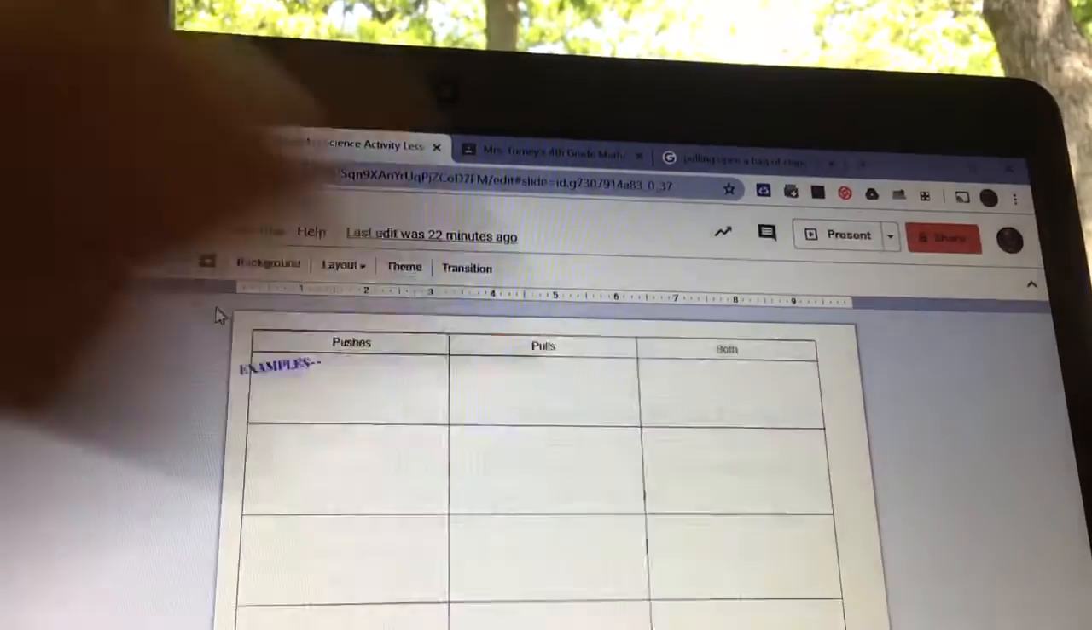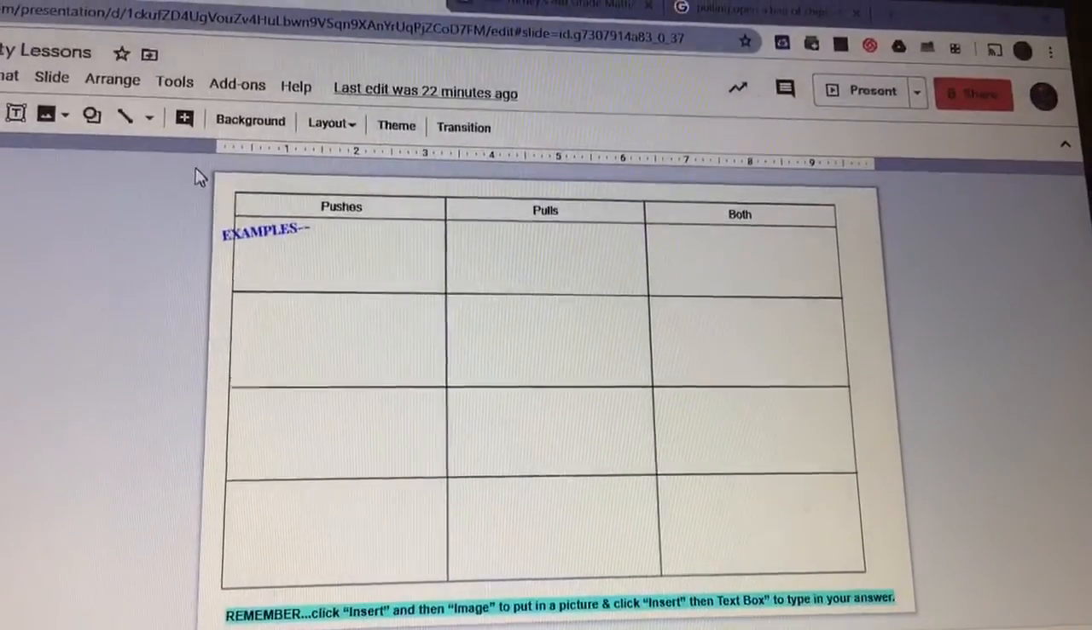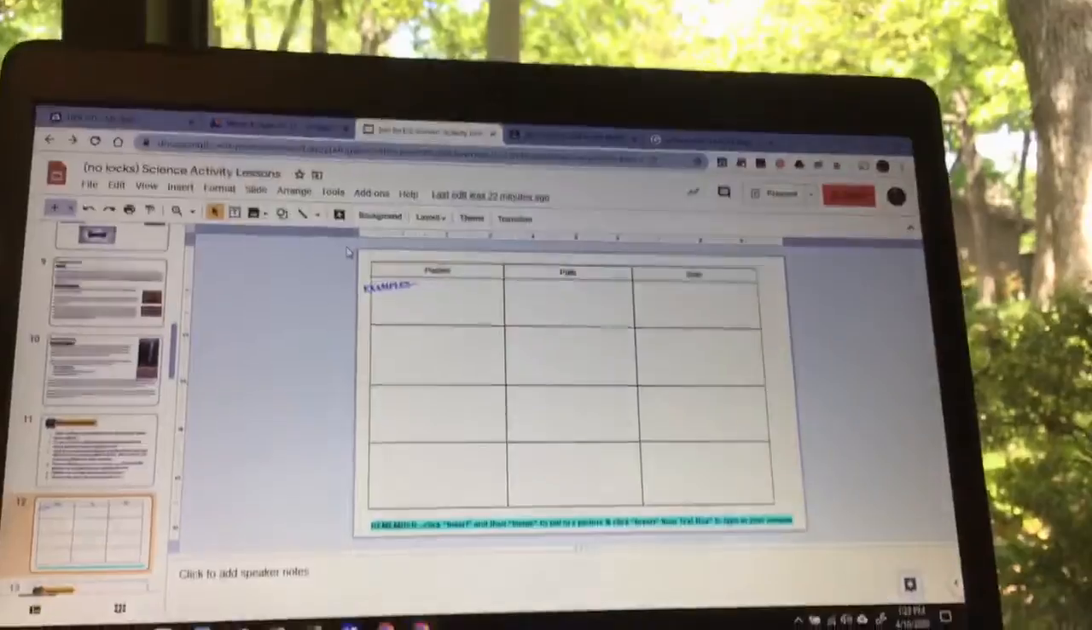Now, when you open this, the first part where it says examples will already be done for you, but I thought I would go ahead and show you what you could do. You can just go around the house and try to find things that push or pull, okay? For instance, this door right here, I am pulling my door closed. I can pull it this way and I can pull it that way.